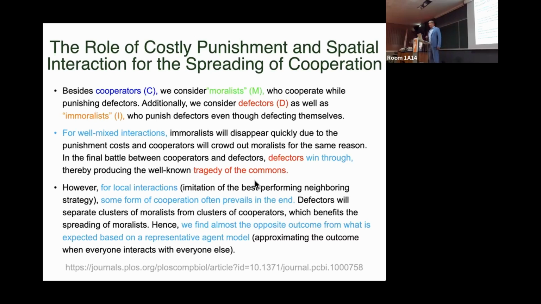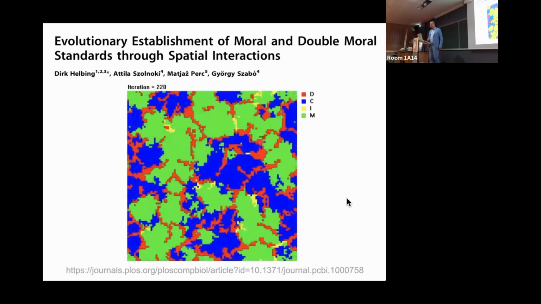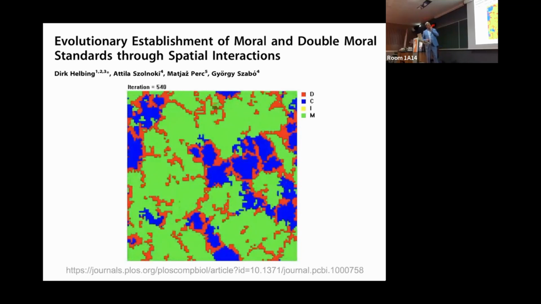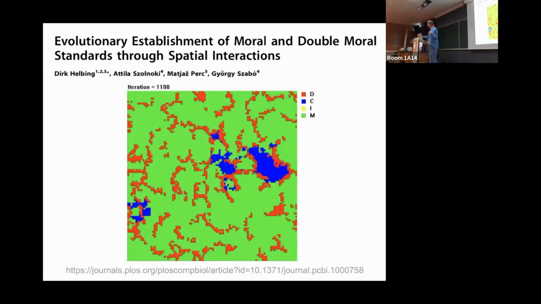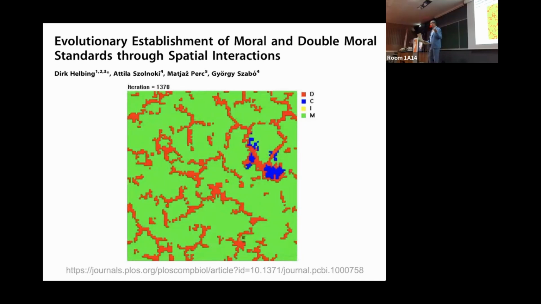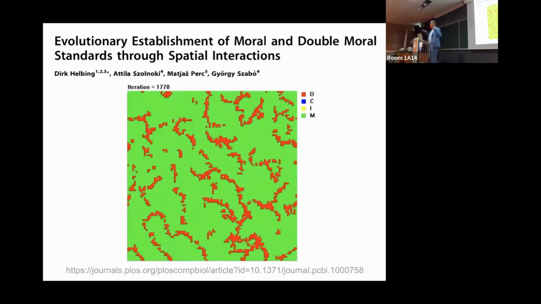Now we'll simulate the very same thing, same interactions, but with one difference: people interact only with neighbors in a square grid. So we start with 25% of each strategy in the beginning. And then you see over time, the system changes quite dramatically, but we end up mainly with green. I mean, with moralists, cooperators who punish defectors, okay? So almost the opposite thing comes out just because of other interaction structures.